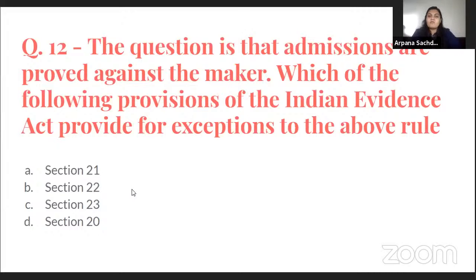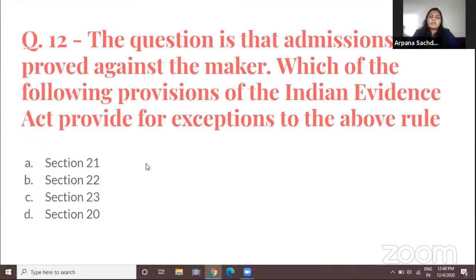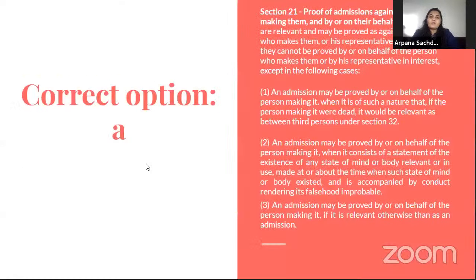Okay, so the time is up for this question. Can we have the correct option? So the correct option for question number 12 is option number A.